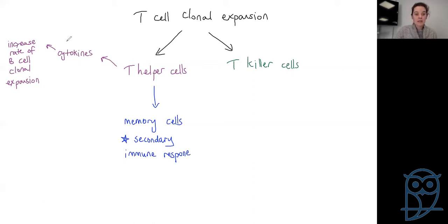The other thing they do, okay, they actually help the T cells as well. And they do that by affecting the macrophage. So we increase the rate of phagocytosis by macrophages. So more phagocytosis, more antigen presentation, more selection of the correct T cells, more T cell expansion. So everything is sort of being amped up by these T helper cells.